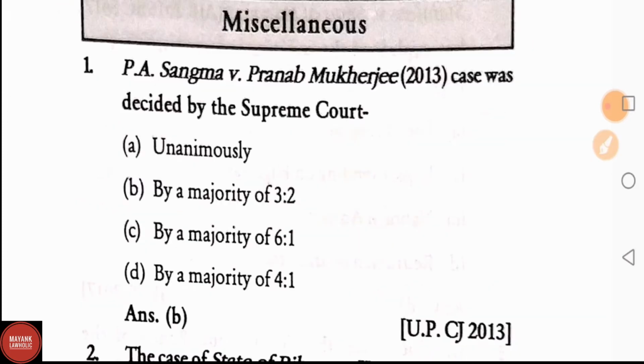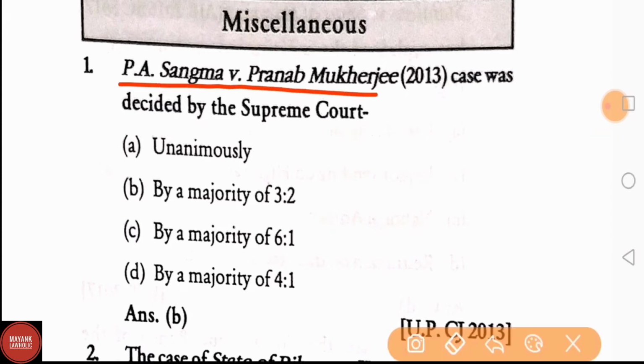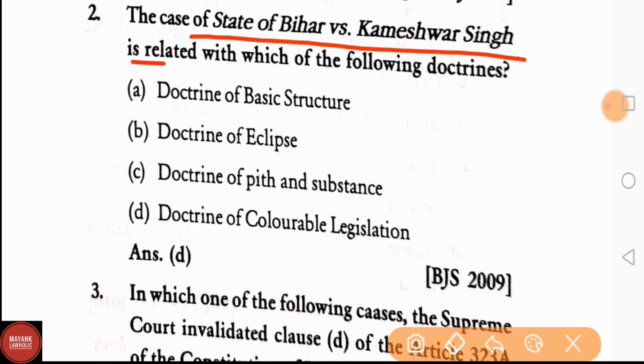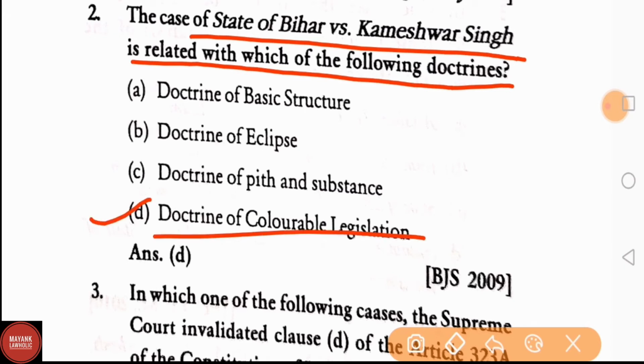Now these are some miscellaneous cases related to Constitution. Question number 1. P.A. Sangma versus Pranab Mukherjee 2013 was case decided by Supreme Court by a majority of 3:2. Question number 2. The case of Bihar versus Kameshwar Singh is related with which of the following doctrines? With doctrine of colorable legislation.